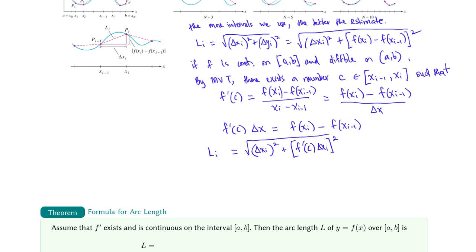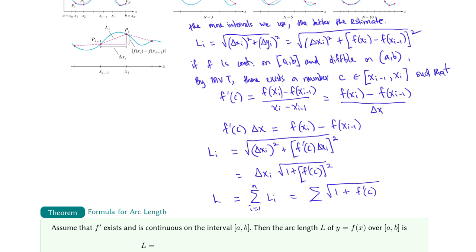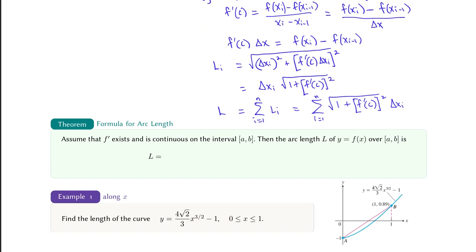Delta x is delta x i because we use the same width. We factor out the delta x i squared and move it outside of the square root. The result is delta x i times the square root of 1 plus f prime of c squared. The total length is the sum of all of these length segments. The total length is therefore the sum of the square root of 1 plus f prime of c squared times delta x, where c is any number in each of the intervals.